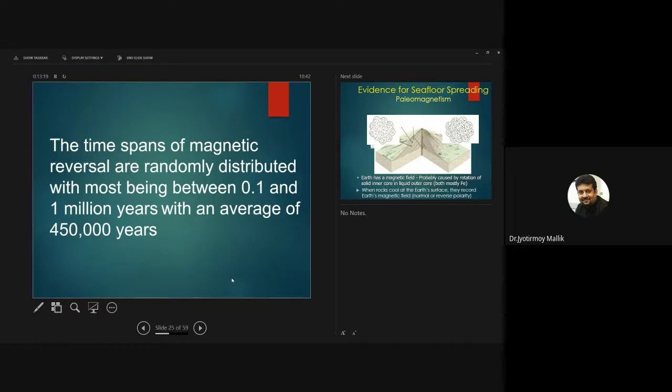So the time spans of magnetic reversals are randomly distributed, with most being 0.1 to 1 million years, with an average of 450,000 years.